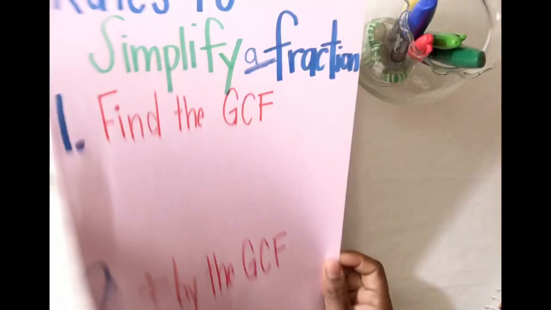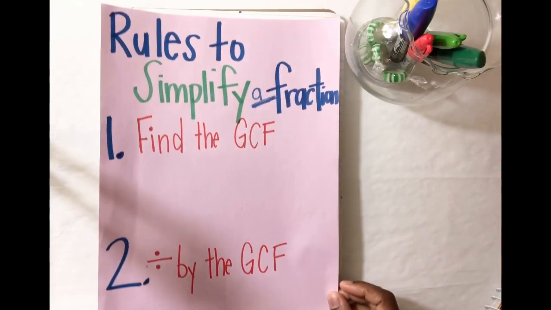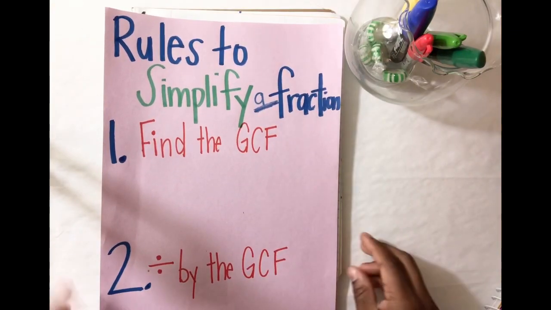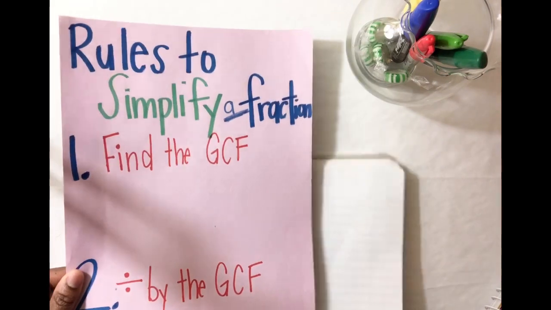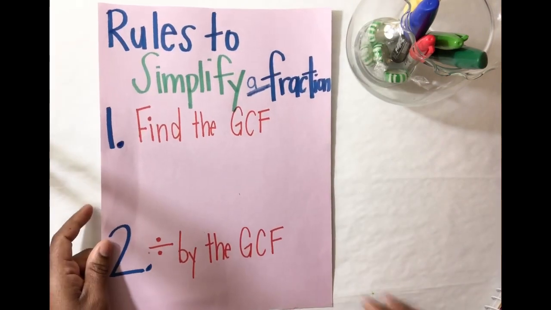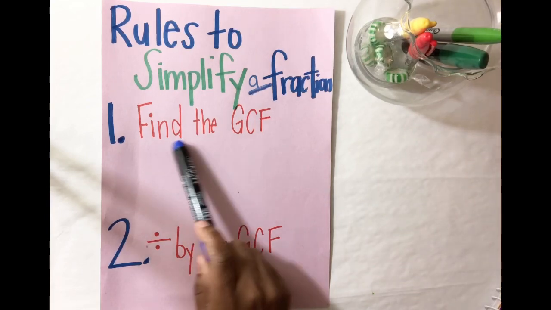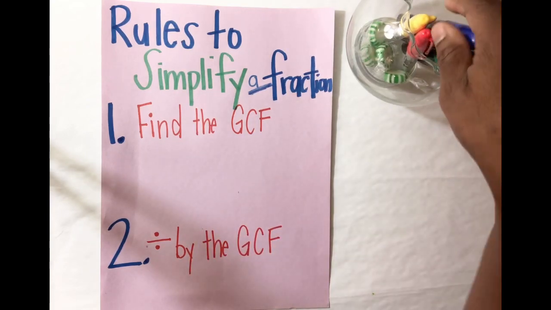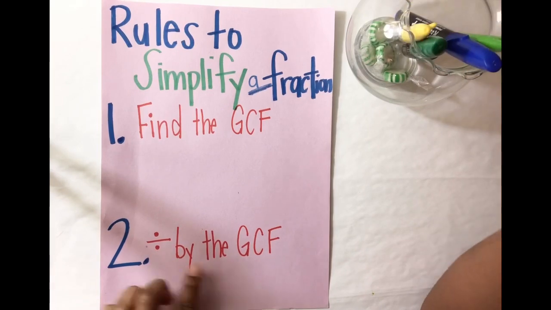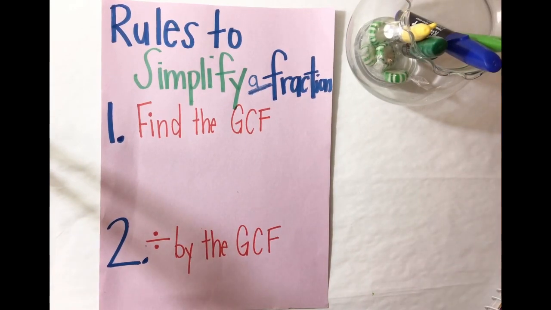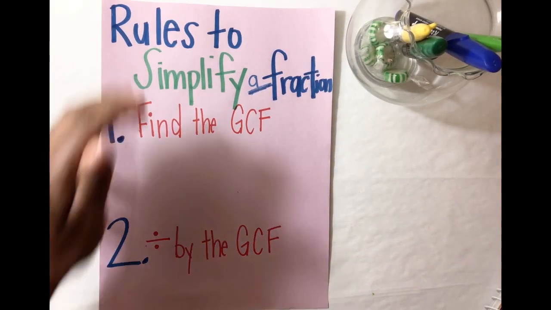There are 2 simple rules to be able to simplify a fraction. That's it. Just 2 simple rules that you have to remember. The first rule is to find the GCF, and the second rule is to divide by the GCF. Now let's break this down a little bit further.